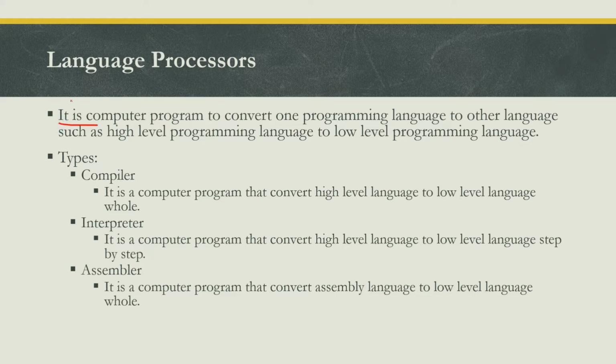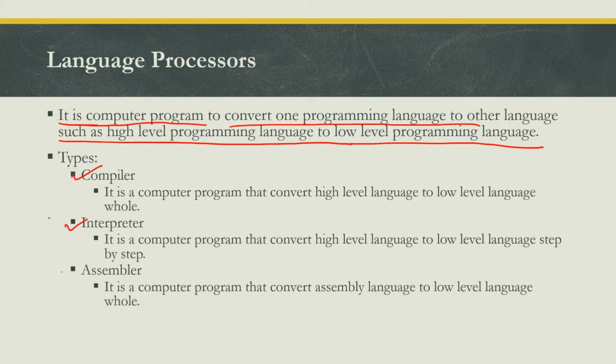A language processor is a computer program to convert one programming language to another language, such as a high level programming language to a low level programming language. There are generally three different types of processor: compiler, interpreter and assembler.